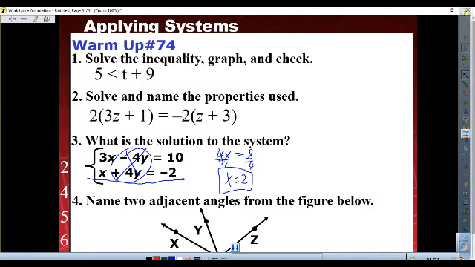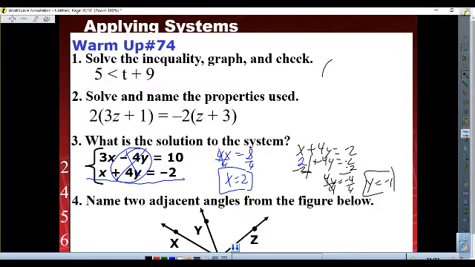I'm going to get one of the 2 equations to substitute that value. I'm going to take the bottom one. X plus 4y equals negative 2. But instead of x, I'm going to write 2. Bring everything else down. 4y equals negative 2. Minus 2 minus 2. 4y equals negative 4. Divide by 4. Y equals negative 1. Solution 2, negative 1. Hands if you got that. Very good.